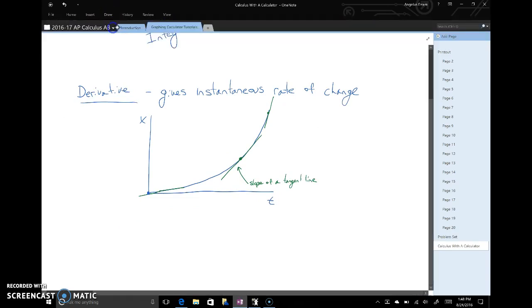A physical example of this would be the derivative of position, let's say displacement, with respect to time, which is the graph we have drawn up there, is velocity.